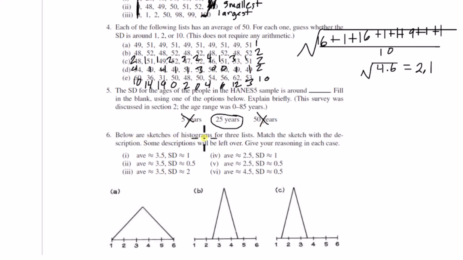Below are sketches of histograms for 3 lists. Match the sketch with the description. Some descriptions will be left over. Give your reasoning in each case. Okay, so some descriptions will be left over. I'm not sure what they're saying there, but all right.